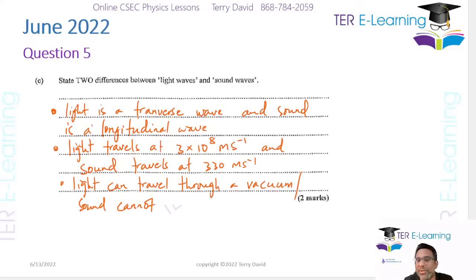So there are multiple answers that you can accept here. Sound requires a material medium. It cannot travel through a vacuum, so a medium is required. You can't say light doesn't travel in a vacuum, because light travels from the sun to the earth. That's a vacuum. All right, so that is part C.